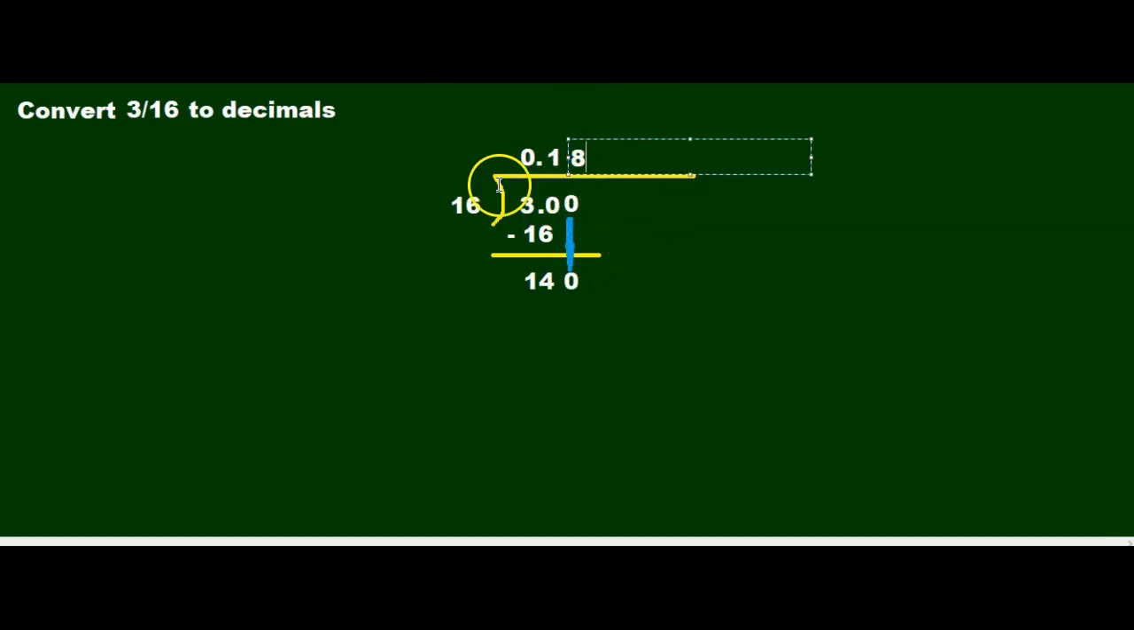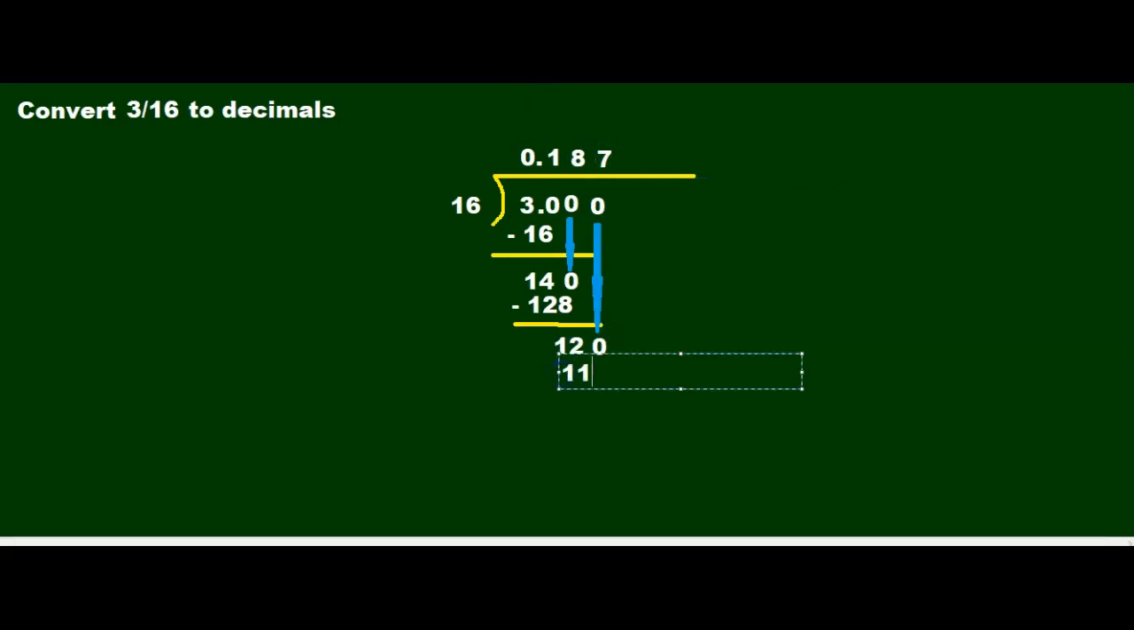Now, 8 times 16 is 128. So we're going to subtract 128 from 140. That gives me 12. Bring down another 0 there. 16 times 7 gives me 112. Subtract that from my 120. It gives me a remainder of 8. And I'm going to stop there, but we can keep going on.